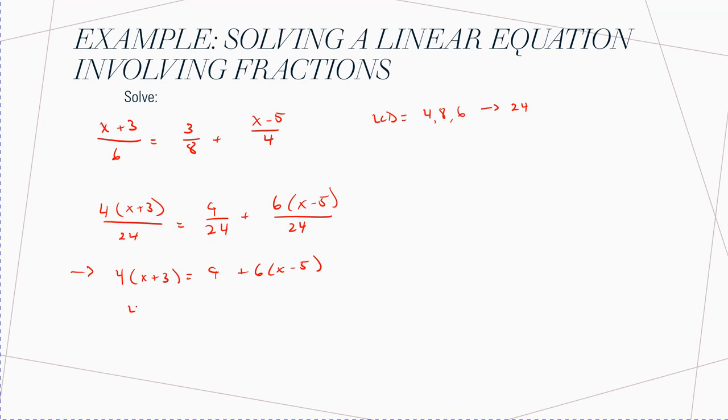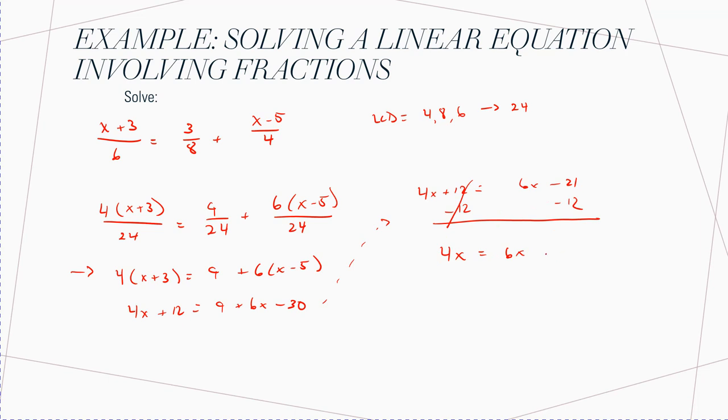Just distribute. So you get 4x plus 12 is equal to 9 plus 6x, and then 6 times 5 here gets me minus 30. So I'm left with, I'm going to move this over here. 4x plus 12 is equal to, so look here. So what do we have here? We have 9 minus 30 gets me minus 21. So we have 6x minus 21. Let's subtract 12 from both sides. So I have 4x is equal to 6x minus 33.